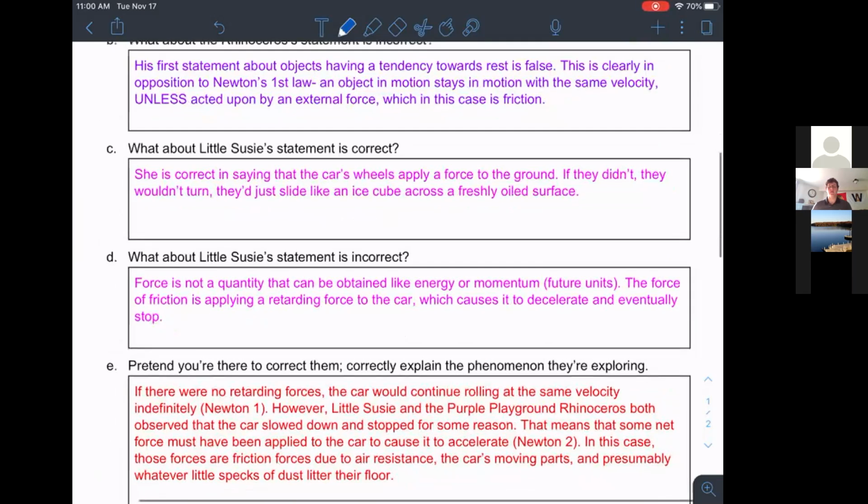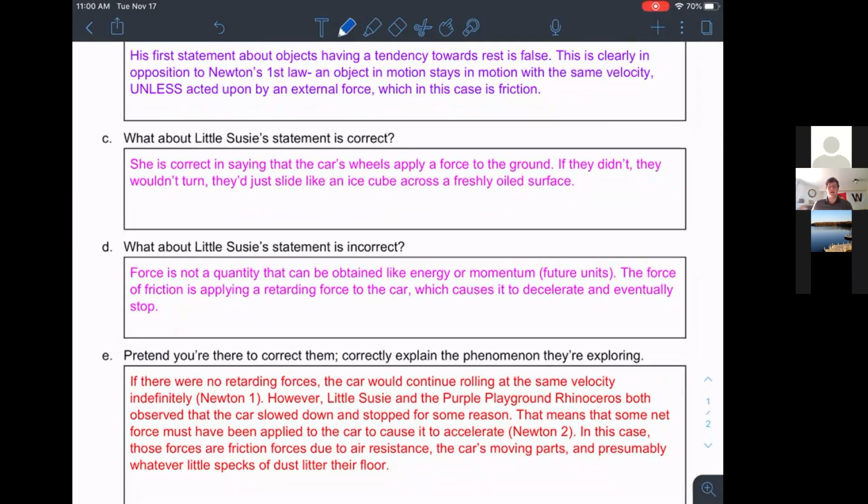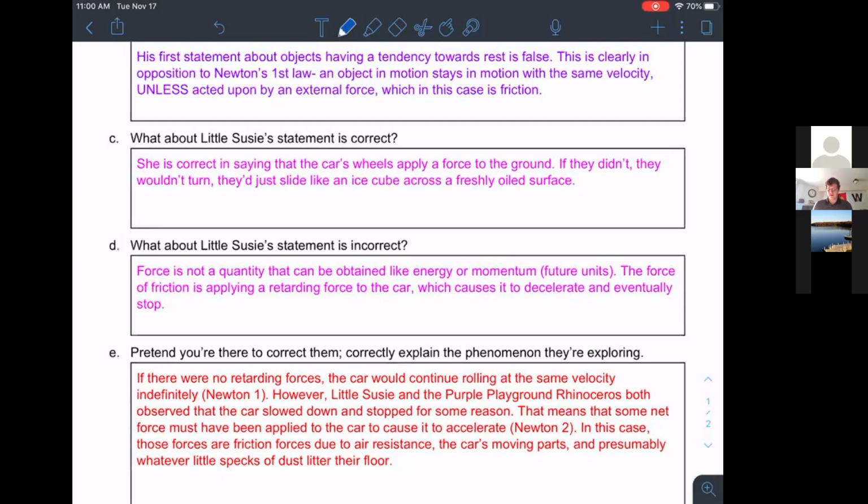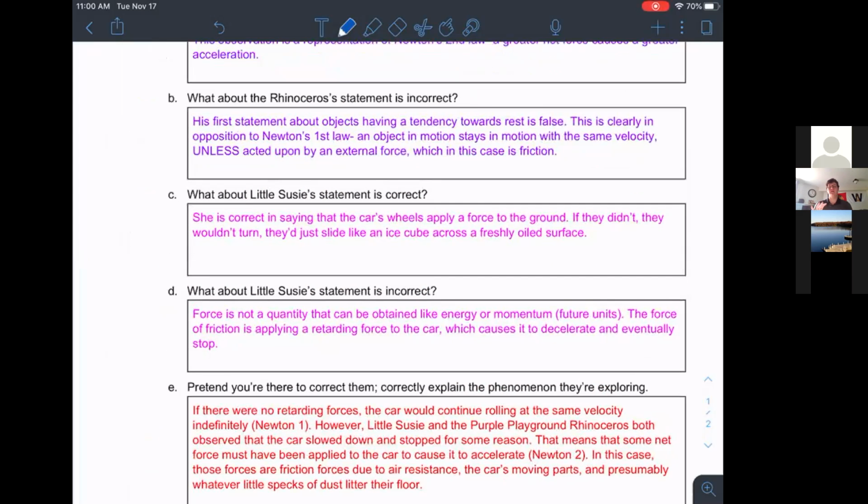And then if you were trying to correct them, you would tell them that the car would continue rolling with that same velocity if there's no opposing forces. However, we know that the car is going to slow down and come to a stop because there's that force of friction resisting the movement of the car, or opposite that applied force. Are there any questions on this section or about this formative?